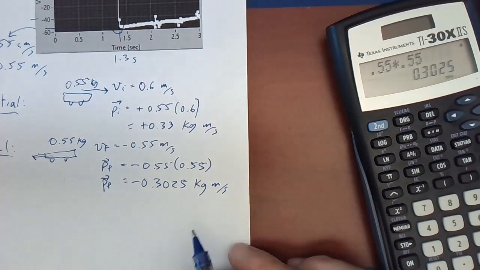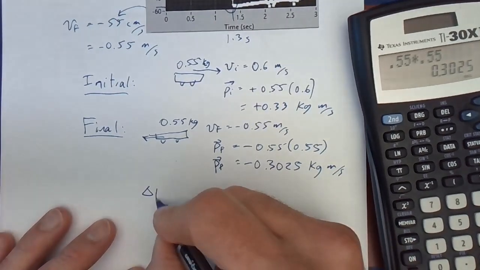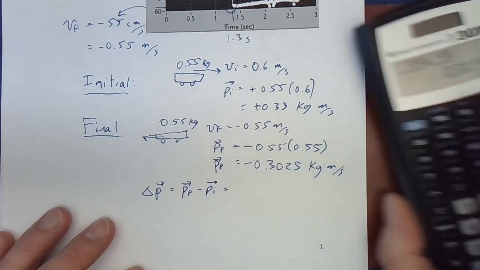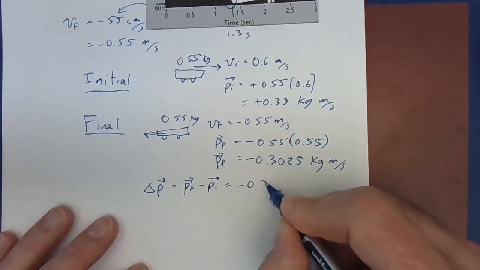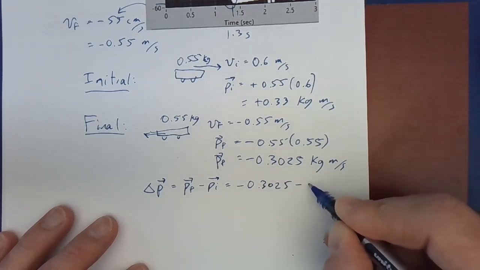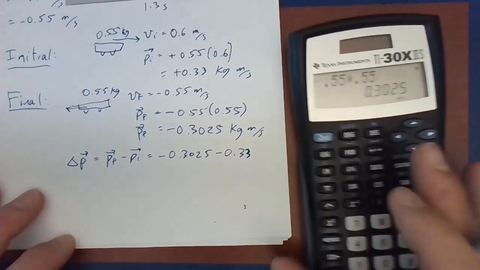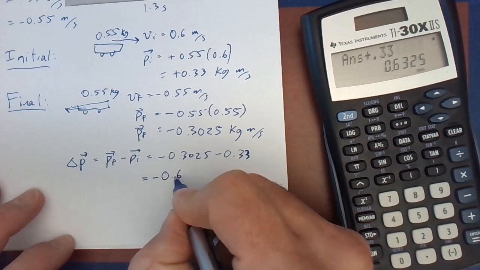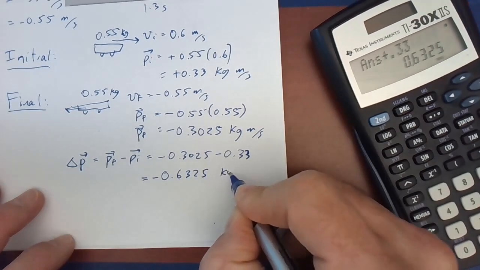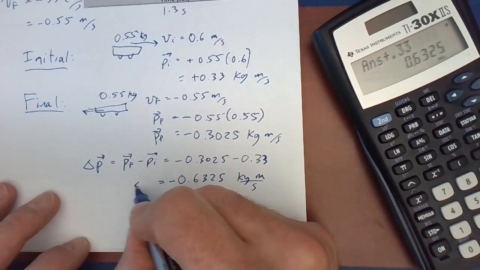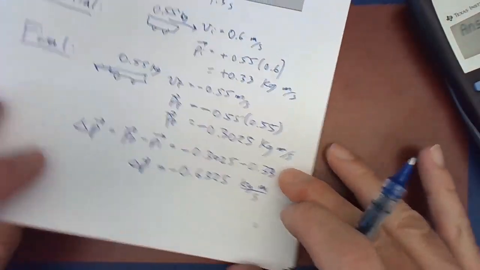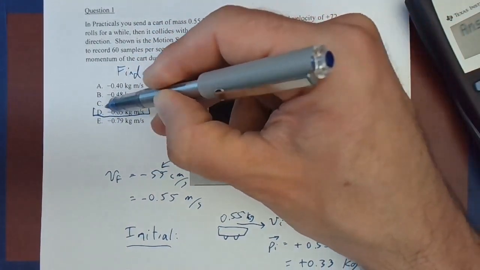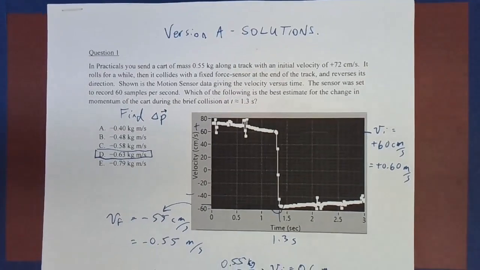So what that means is delta P is P final minus P initial, which is negative 0.3025 minus 0.33. So I get negative 0.6325 kilograms meters per second is the change in momentum that we're trying to find. Let's see if that matches any of these. Yeah, so the closest answer, version A here, is D. Okay.